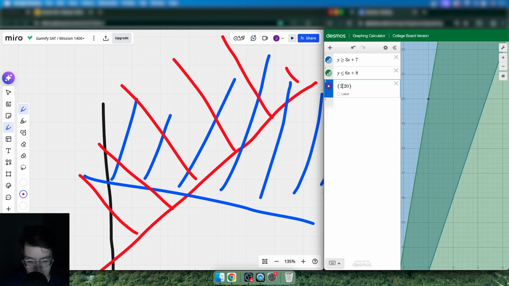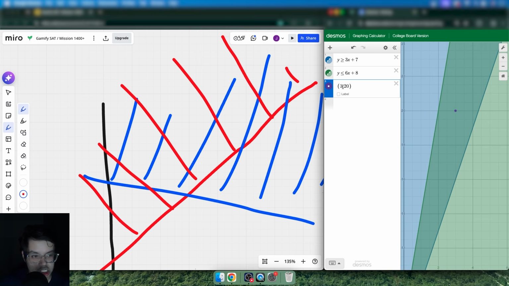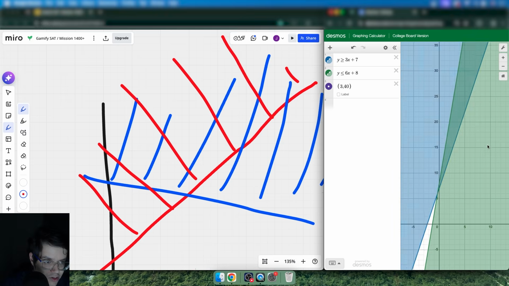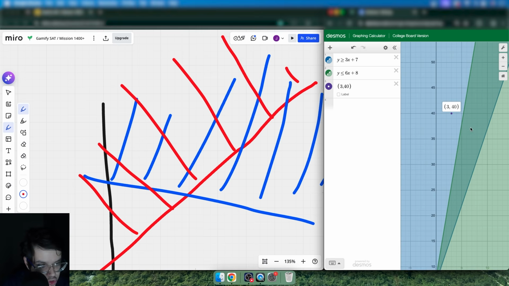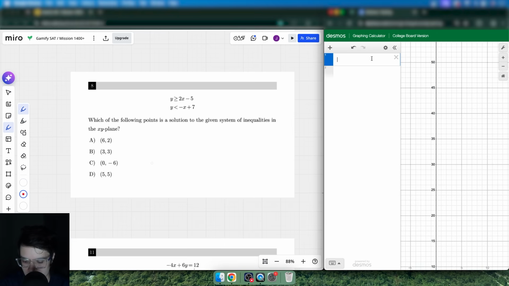If I was to say something here like (3, 20), this also would be in the solution set because it's clearly within the shaded region. If I was to go more than that, though, if I said (3, 40), now if we go all the way out here, we can see, yeah, it's barely outside. It's within the blue, but not both of them. Okay, so pretty simple there. So let me just go ahead and solve some of these.